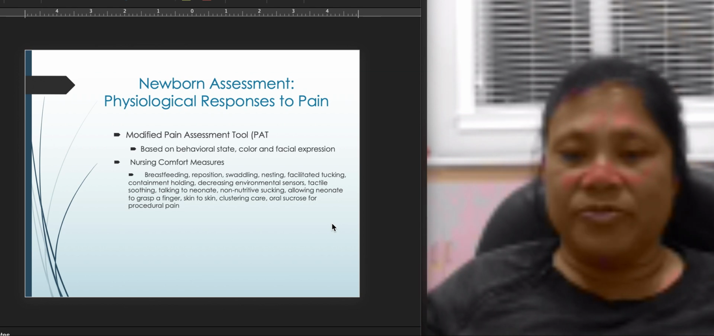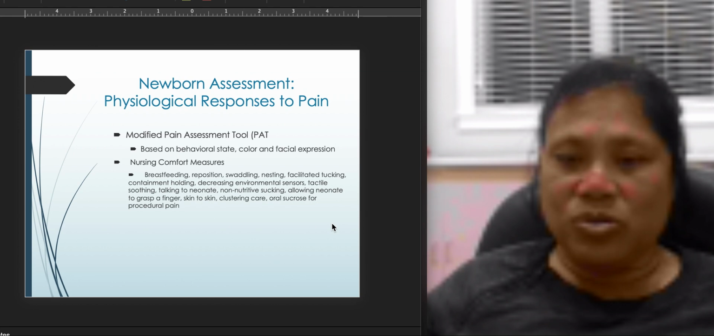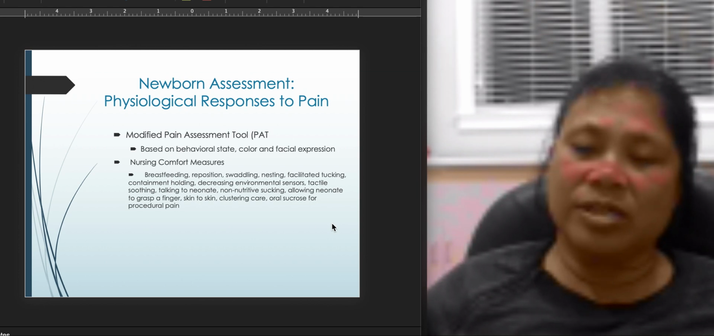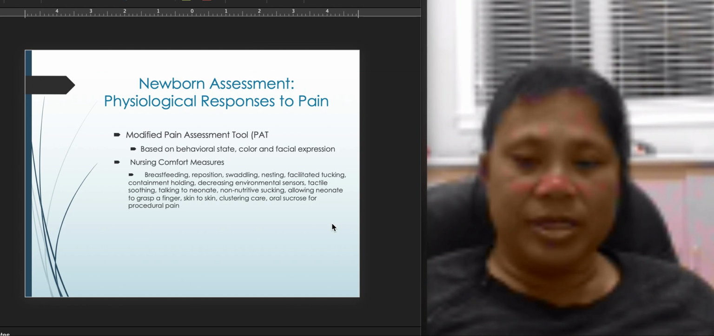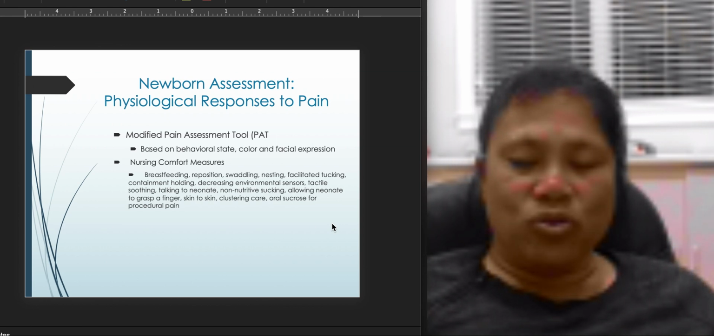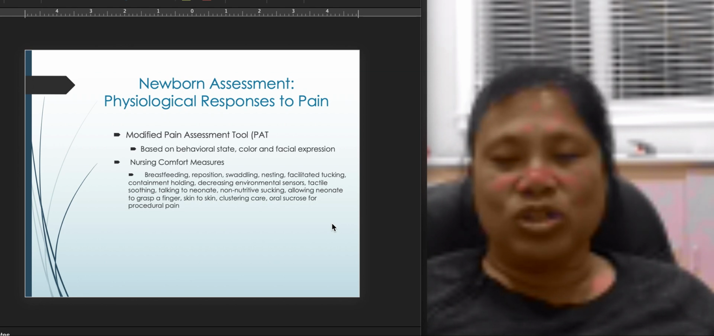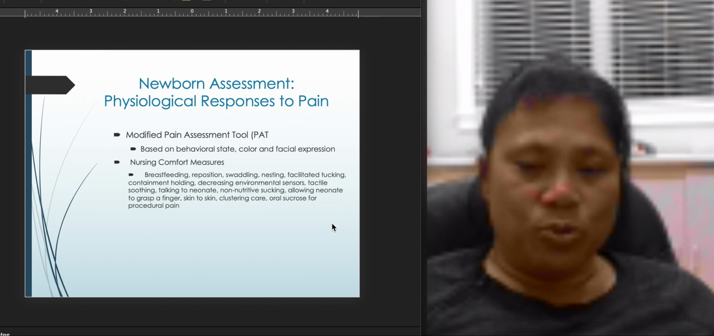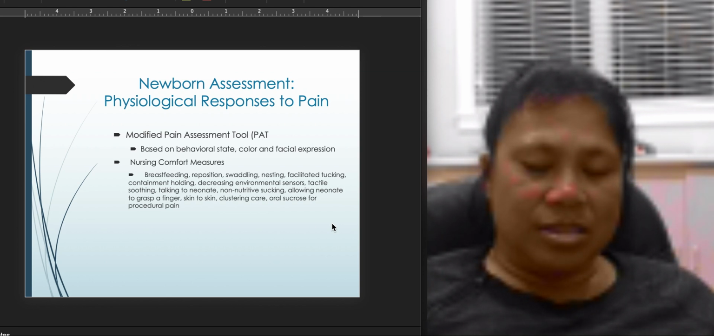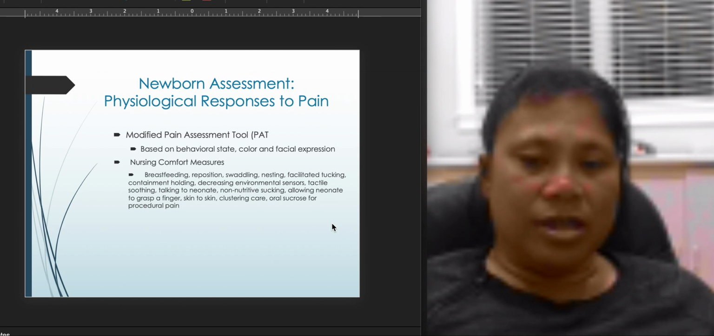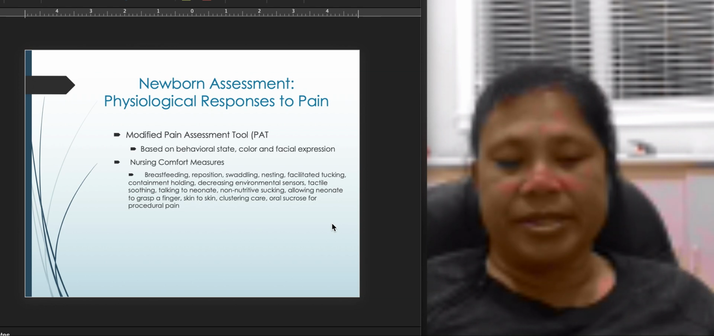You want to decrease environmental stimuli, soothe and talk to the neonate, maybe offer non-nutritive sucking, or allow the neonate to grasp a finger, anything that could comfort the newborn, and also maybe try to cluster care. Everything's case by case, so just be considerate of the newborn's state, and depending on what kind of pain it has or what kind of procedures are associated with it, you could do these things accordingly.